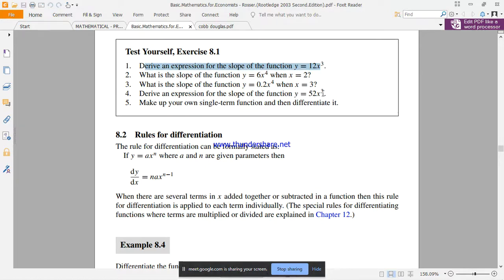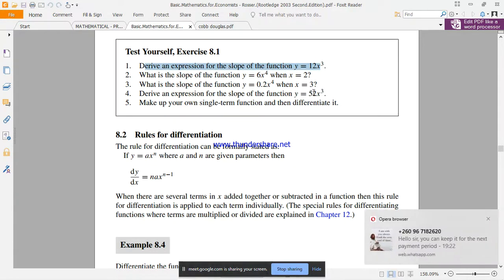this particular function. So what you do is dy/dx will be 52 times the 3x raised to the power 2. So just multiply 52 times 3. You find the answer. Then x raised to the power 2. This whole function.